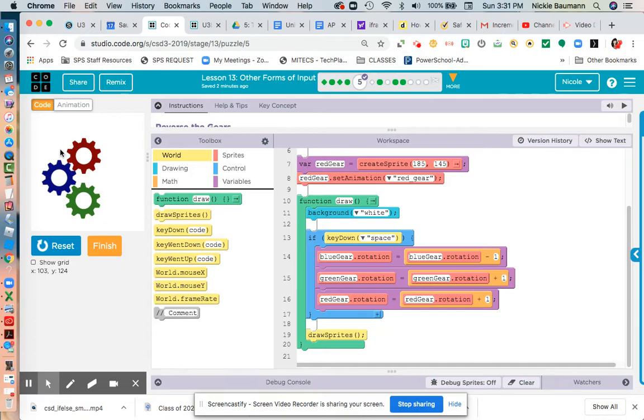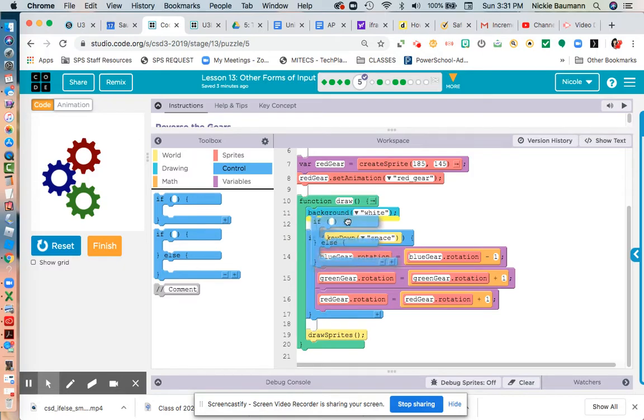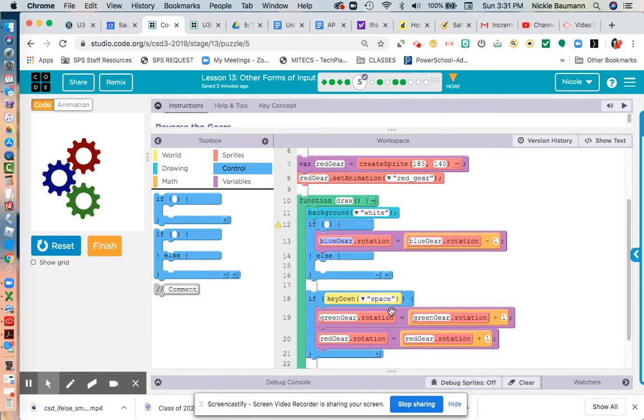So we have an if statement. So we want something when it's true, meaning the space bar is being pushed, they're moving in one direction. When it's false, we want it to do something else. So here, we might need an if-else statement. So I'm going to drag this and I'm going to put it above the background. And I'm just going to drag this information that was in our original if statement up.